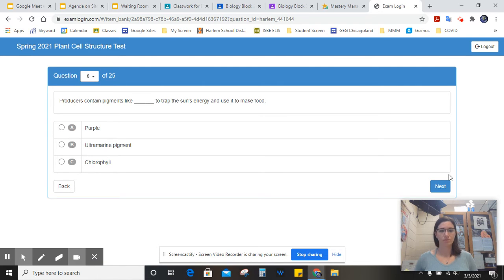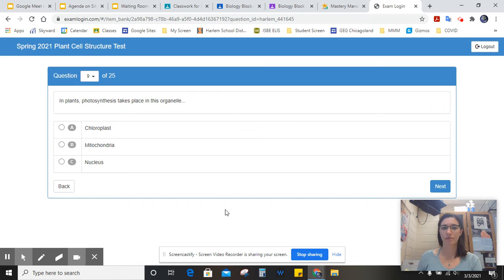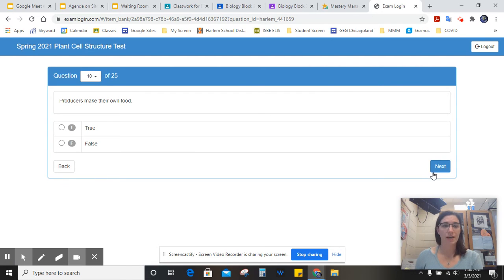Question 8. Producers contain pigments like blank to trap the sun's energy and use it to make food. A, purple, B, ultramarine pigment, or C, chlorophyll. Question 9. In plants, photosynthesis takes place in this organelle. A, the chloroplast, B, the mitochondria, or C, the nucleus. Question 10. Producers make their own food. True or false?